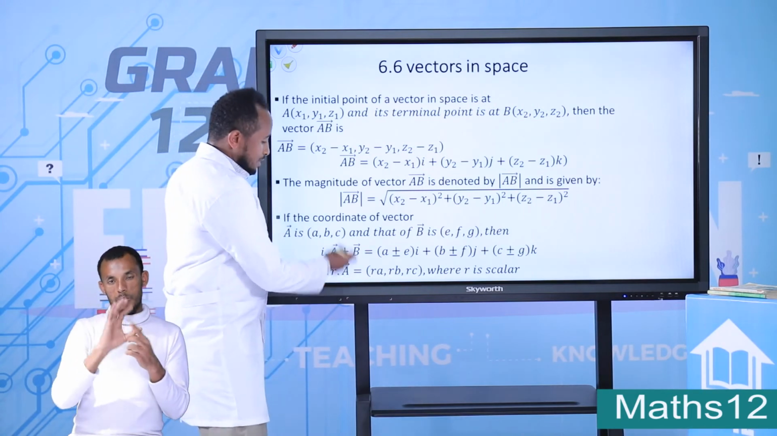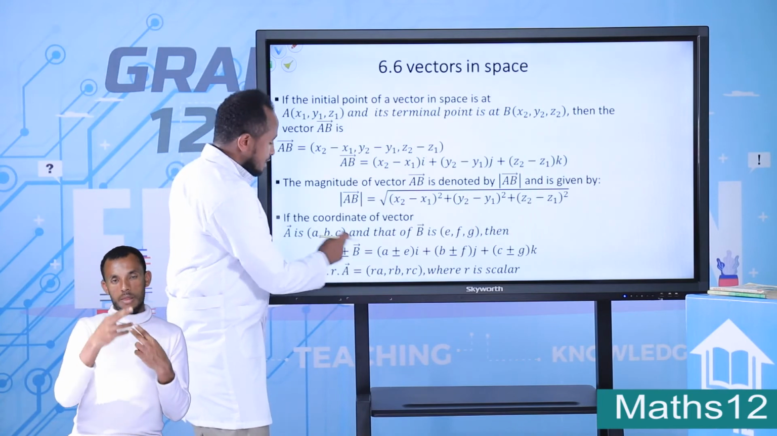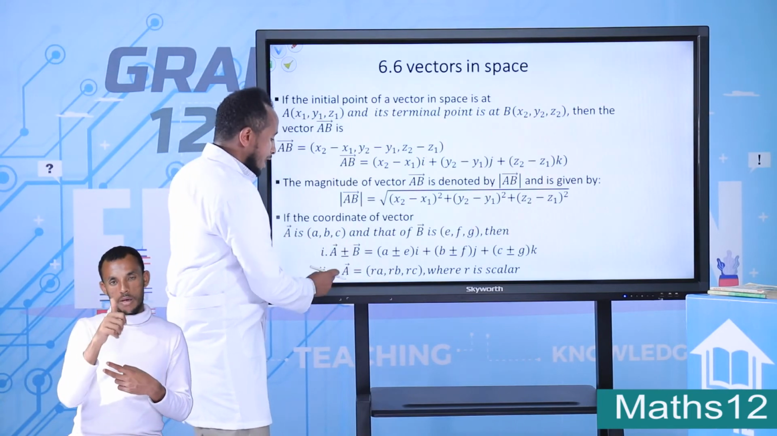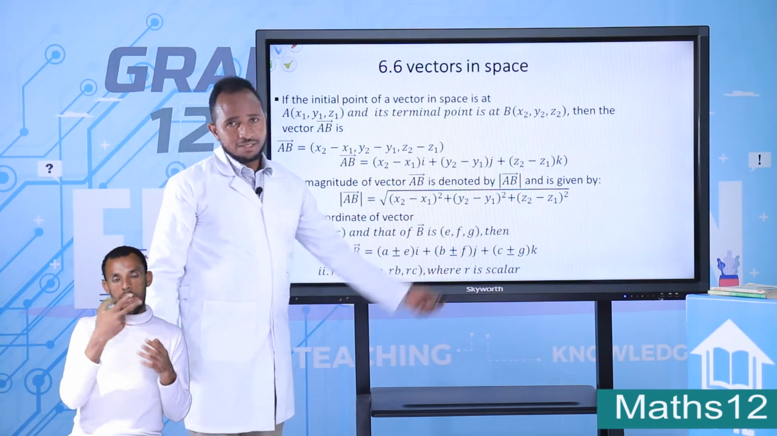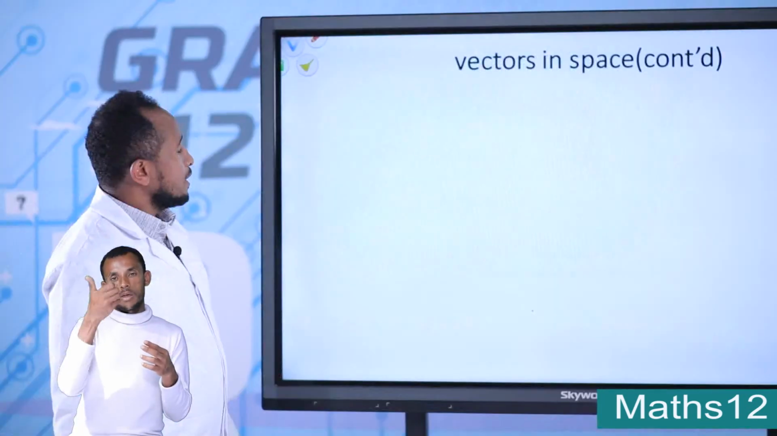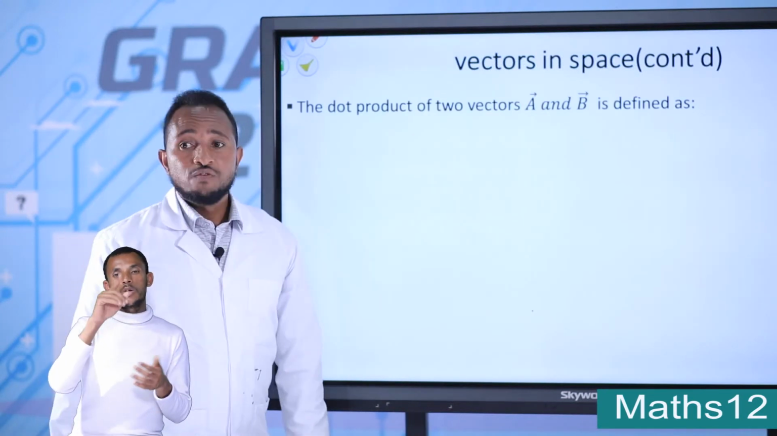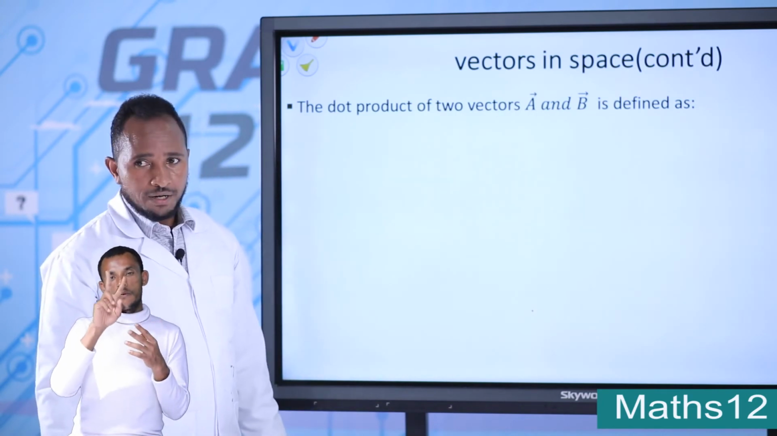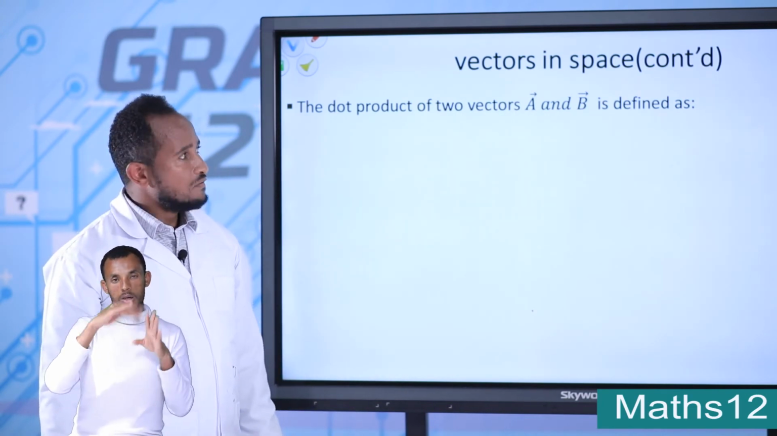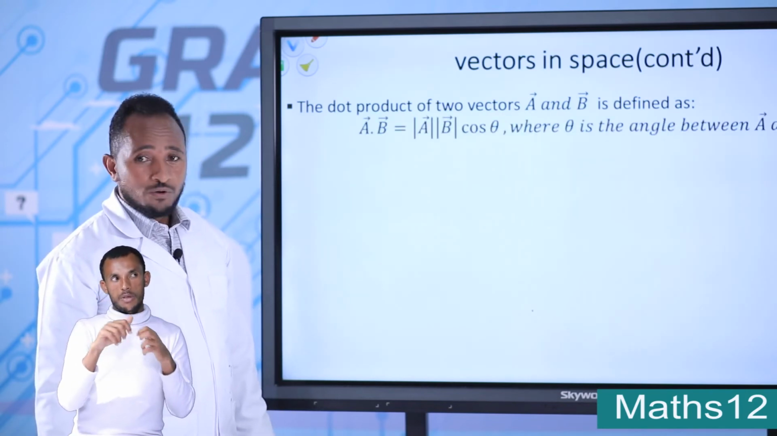So R times A will be this: R times the X coordinate, R times the Y coordinate, R times the Z coordinate. So you will have this one where R is a scalar. Now next to this, the dot product of two vectors. I hope you have learned this in grade 11 mathematics, even in grade 11 physics also. So I hope you remember this.